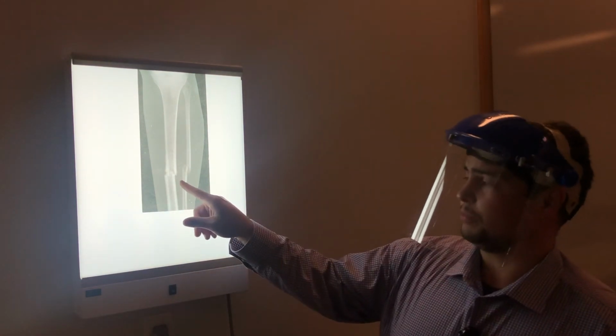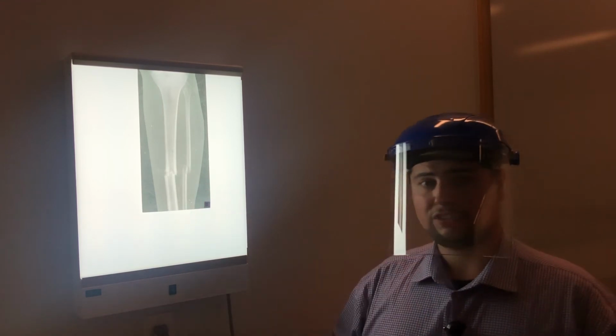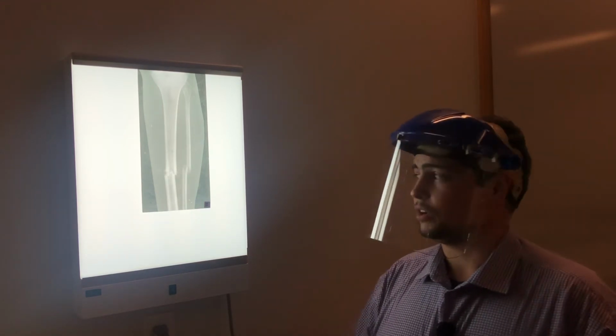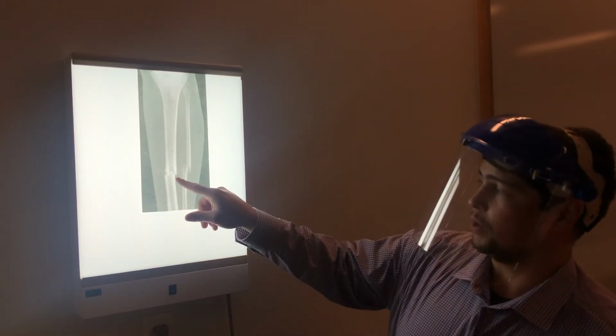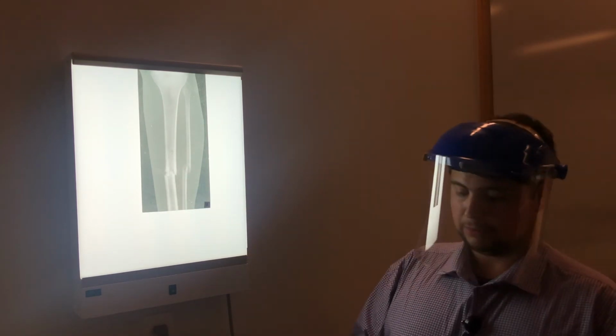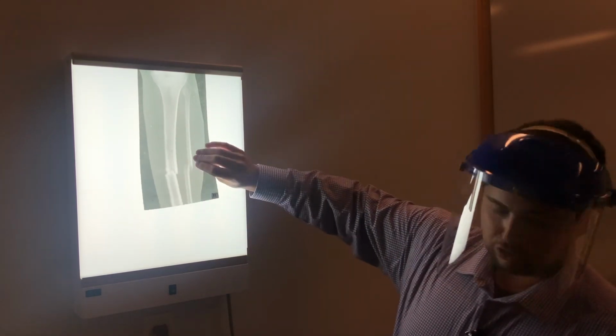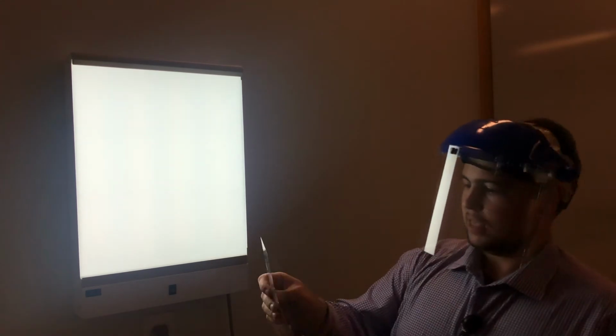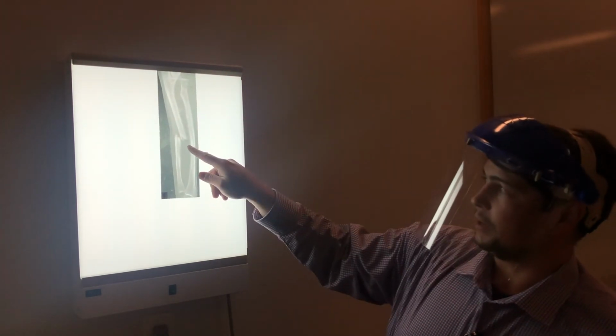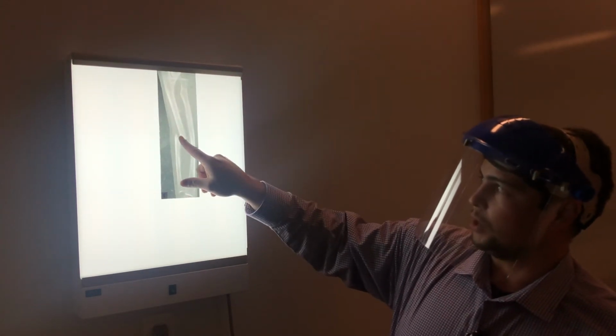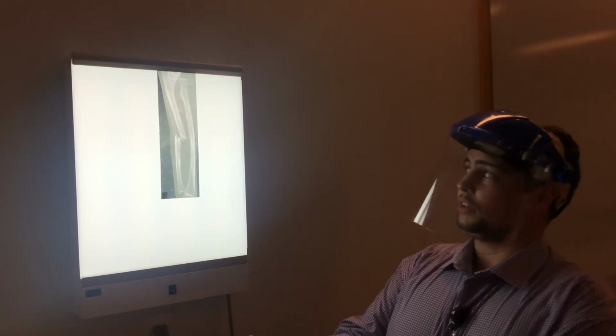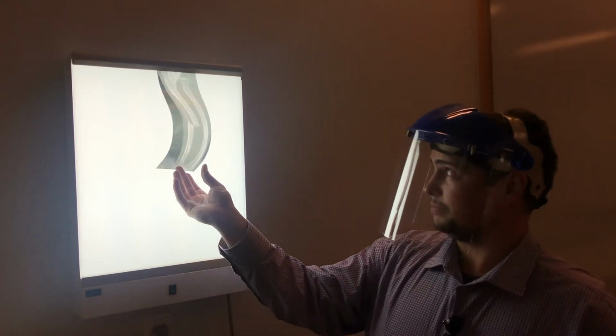Looking down towards the bottom of the image, we can see one of the types of fractures that Corey had mentioned. This is what's called a non-displaced fracture because the bones are relatively still lined up. If I switch to another X-ray, this one would be displaced. As you can see, the bone is not lined up. This is one of the bones in your arm called the radius.